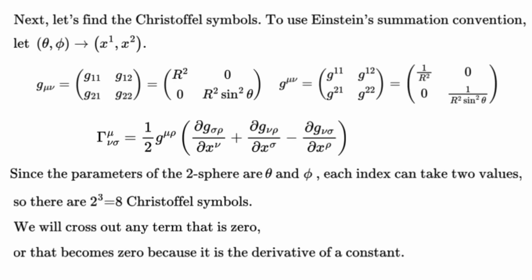Next, let's find the Christoffel symbols. To use Einstein's summation convention, let θ, φ be x^1, x^2. Since the parameters of the two-sphere are θ and φ, each index can take two values, so there are 2 to the third power equals 8 Christoffel symbols. We will cross out any term that is 0, or that becomes 0 because it is the derivative of a constant.